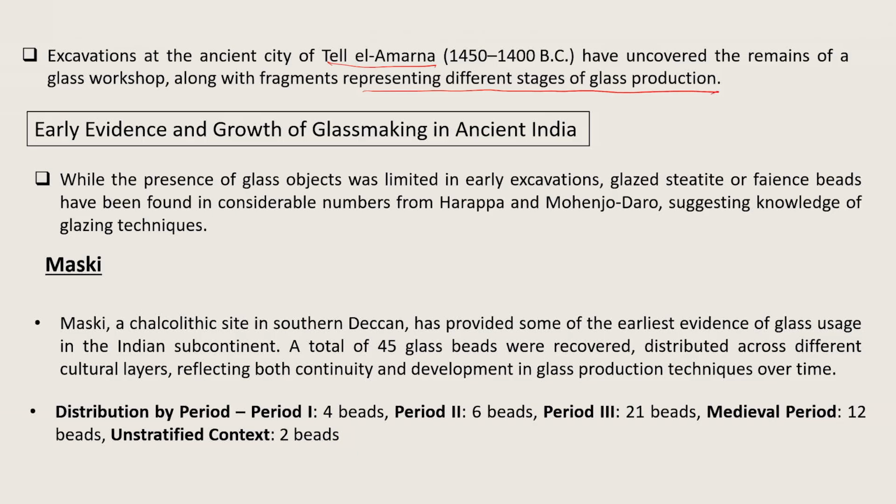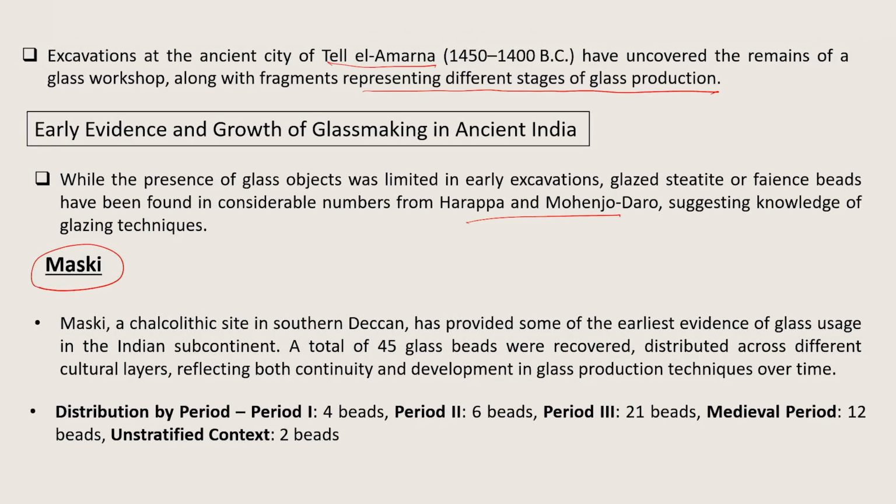Early evidence and growth of glass making in ancient India. While the presence of glass objects was limited in early excavations, glazed steatite or faience beads have been found in considerable numbers from Harappa and Mohenjo-daro, suggesting knowledge of glazing techniques. Now, if we want to study it site wise, then the first site is Maski.